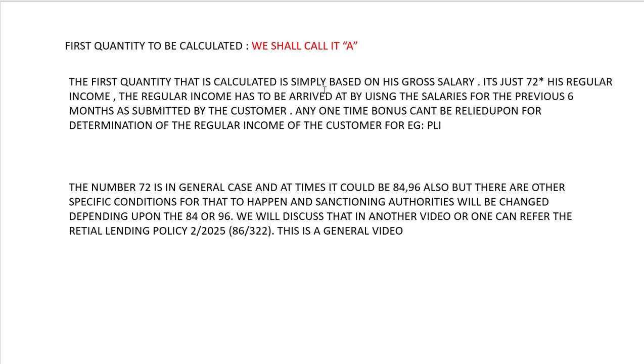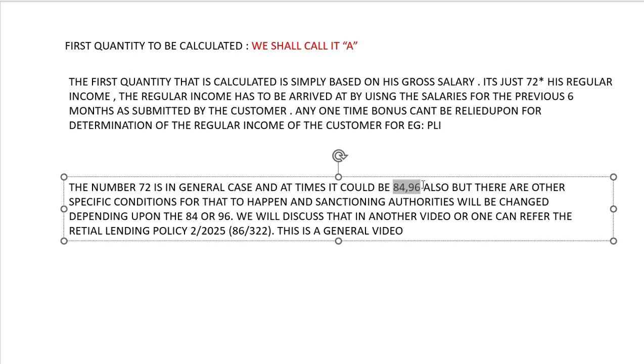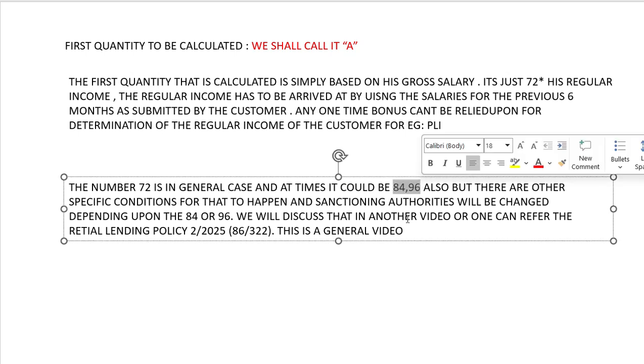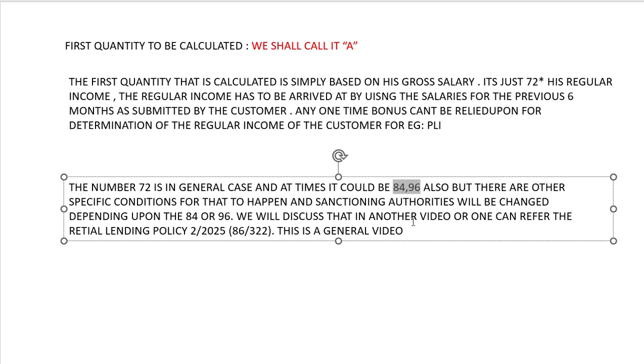Now sometimes we will be giving him 84 into gross pay or 96 into gross pay. In those cases the sanctioning authorities change. For example, 84 may go to the next higher authority, and 96 also will go to the next higher authority. There will also be other conditions, like a minimum gross pay of, say, 1 lakh. We shall refer to the manual, and we will discuss these deviations later in a separate video, with the name relaxations in maximum quantum of housing loan, depending upon the sanctioning authority.